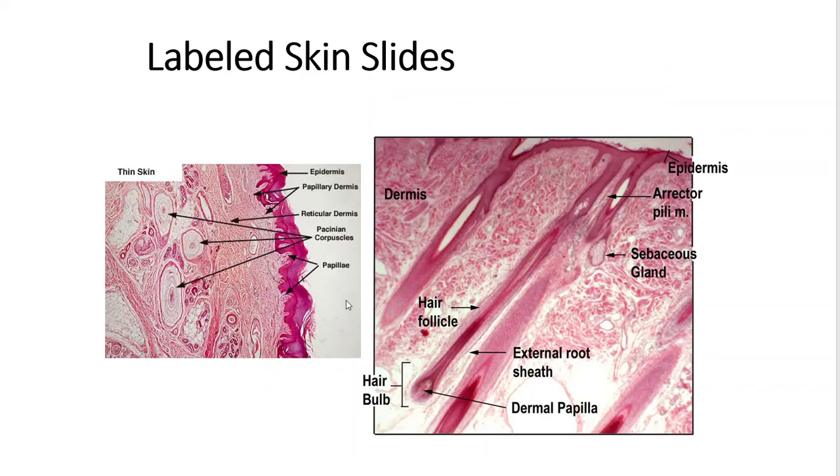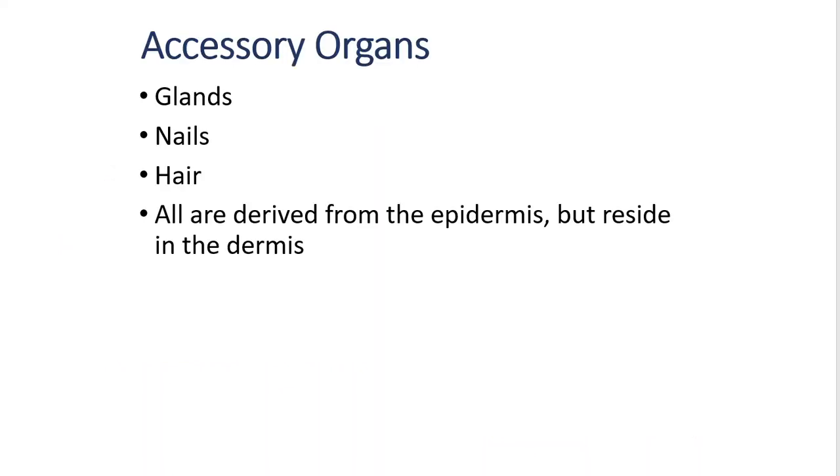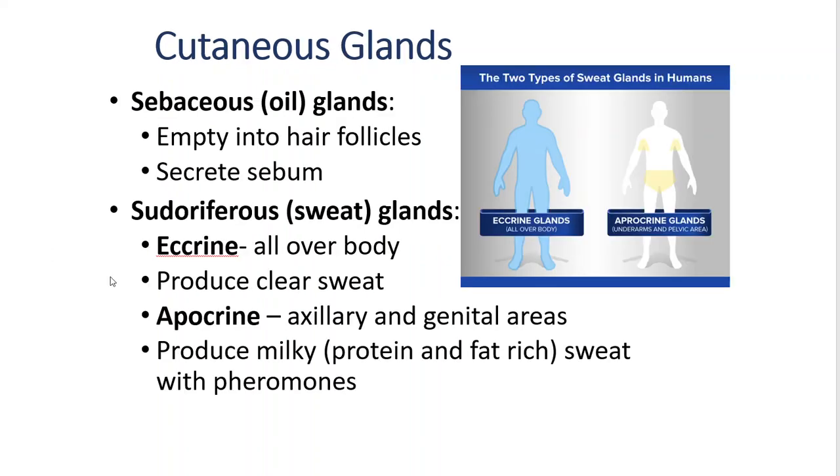Labeled skin slides, hair follicles, sebaceous. There's the erector pili. You guys don't need me to read to you on this. Okay, the accessory organs, the glands, the nails, and the hair. All of those come from the epidermis, but they live in the dermis. Cutaneous sebaceous glands. Sebum is the name of the oil that we secrete.